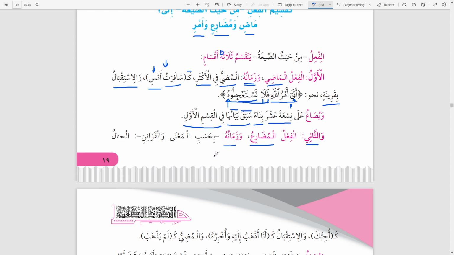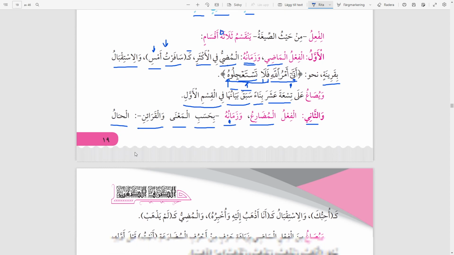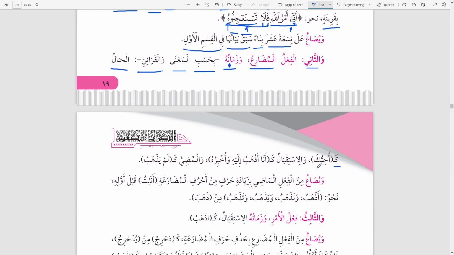وزمانه, and its time, depending on the meaning and the accompanying indicators. الحال, meaning now, the present, like أحبك, I love you, and future, like أنا أذهب إليه وأخبره, I walk to him or go to him and inform him.